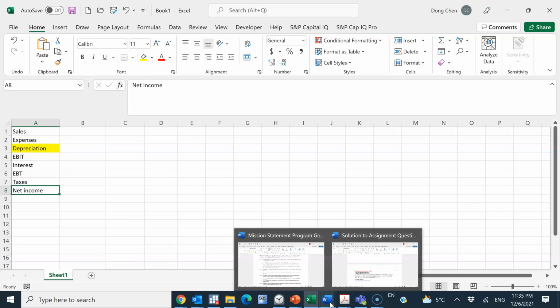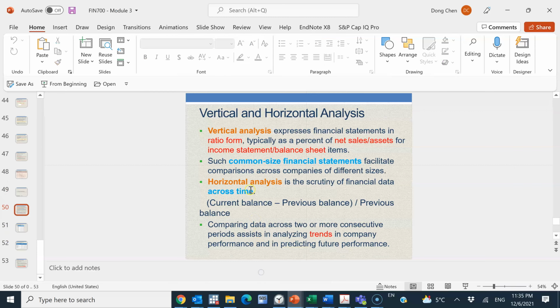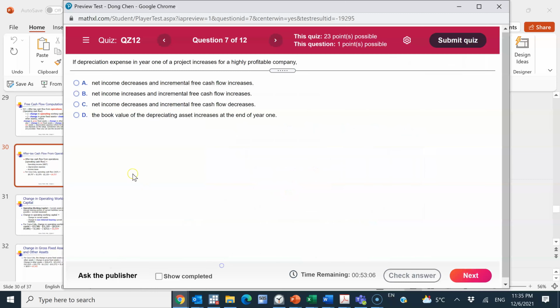Hence the free cash flow, going back to the formula here, because the free cash flow is the operating cash flow, which is EBIT plus depreciation expense. As we just discussed, EBIT plus depreciation doesn't change, but because income taxes become smaller, hence the operating cash flow, hence the free cash flow will actually increase. So that's basically A. And check my answer.